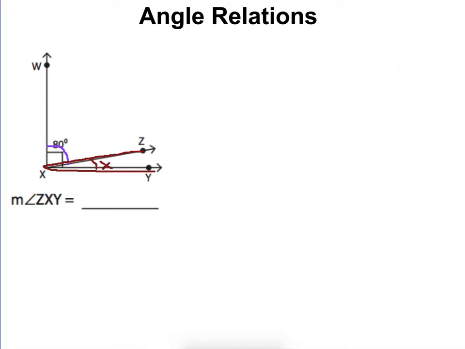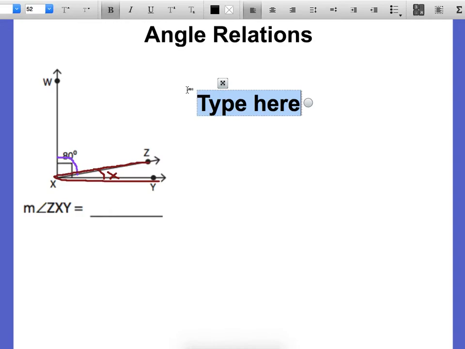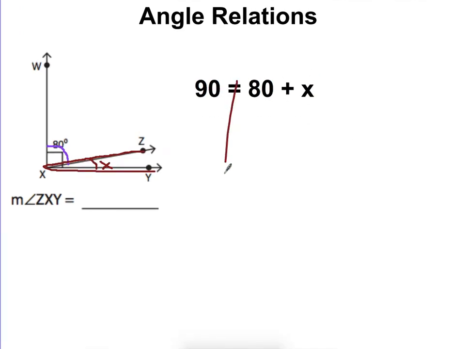And since they're complementary, they have to be 90 degrees. We're going to set up our equation again. 90 equals 80 plus X. Then we'll look for inverse operations, minus 80 on both sides of the equation. So I get 10 equals X. What does that mean? That means that the measure of angle ZXY is 10 degrees.